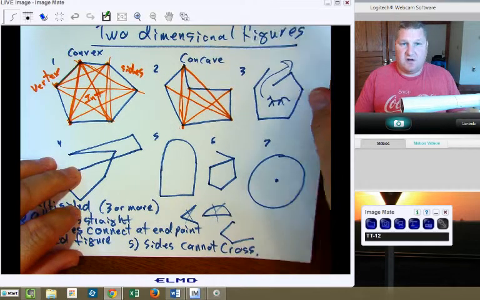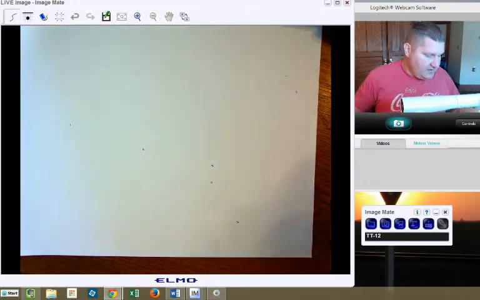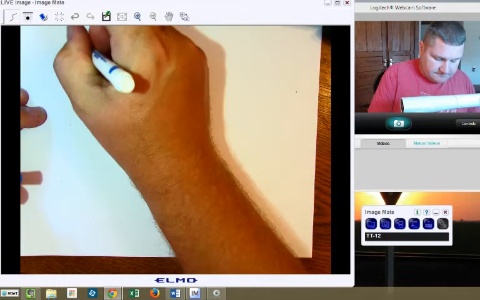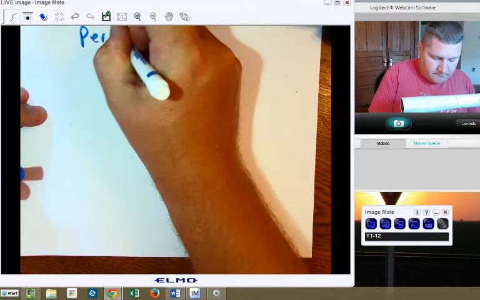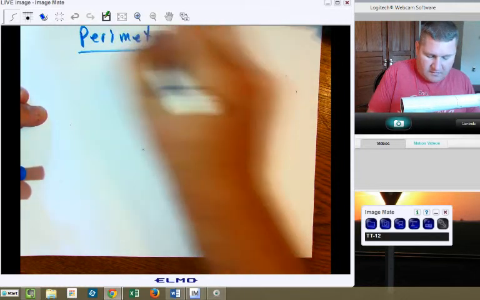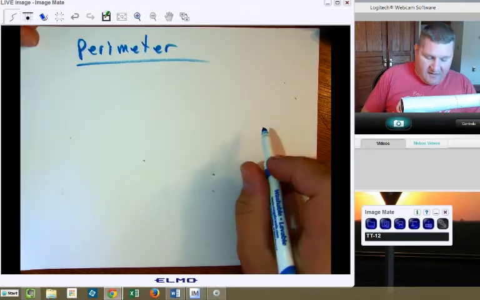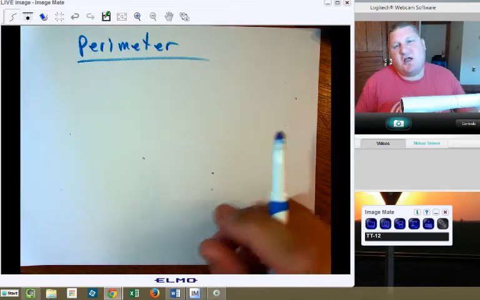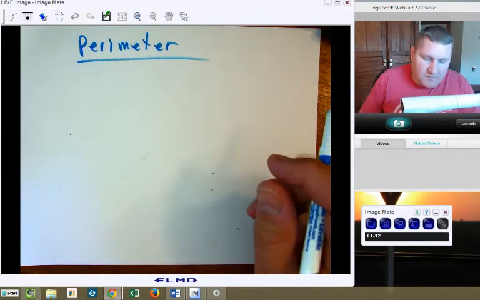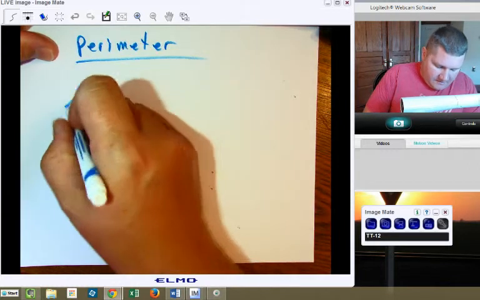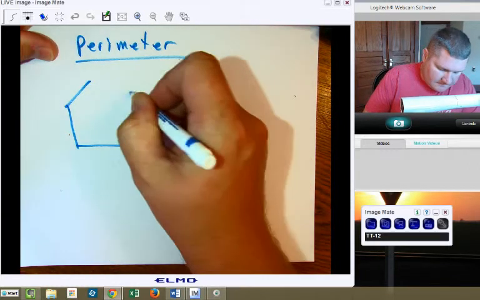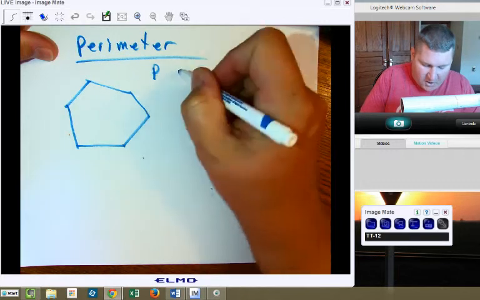Now we also need to talk about another couple things. Let's talk about perimeter. Perimeter. For every polygon ever, except a circle, a perimeter is add all sides.